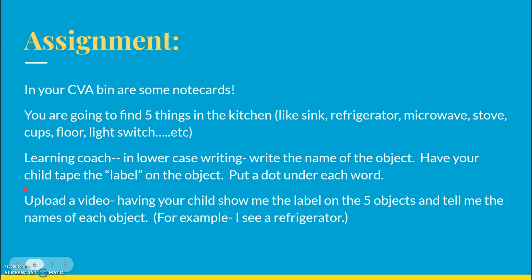Then, after you've labeled your 5 items, you're going to take a video. Your child is going to show me the label on 5 objects and tell me the names of each object. For example, if we put the label on the refrigerator, they would say, I see a refrigerator. And they're going to do that for all 5 objects. And then I want you to upload that assignment on here for today's activities.